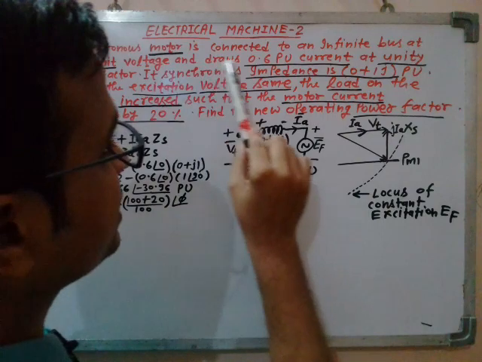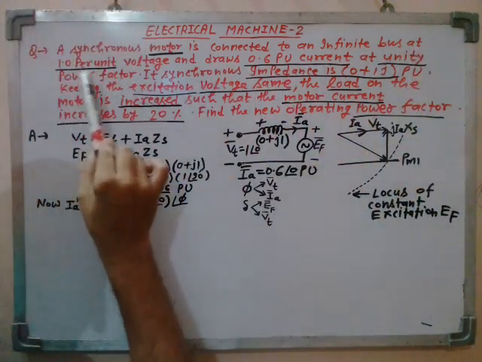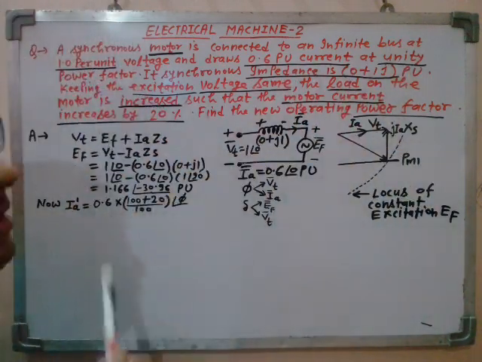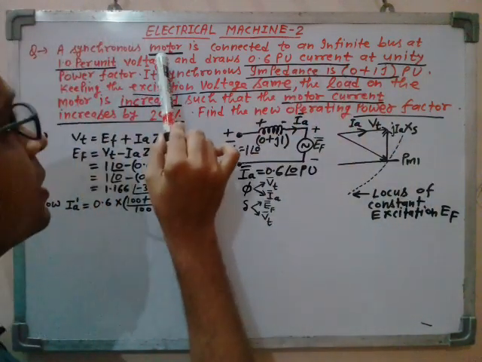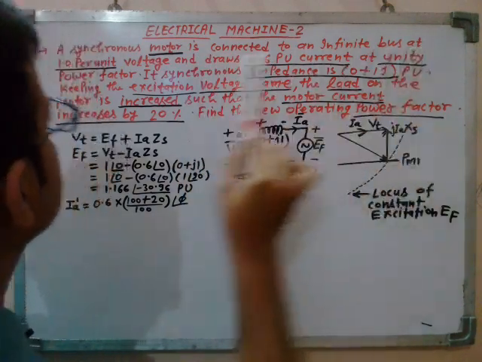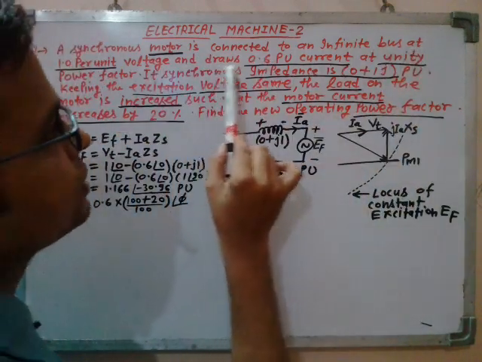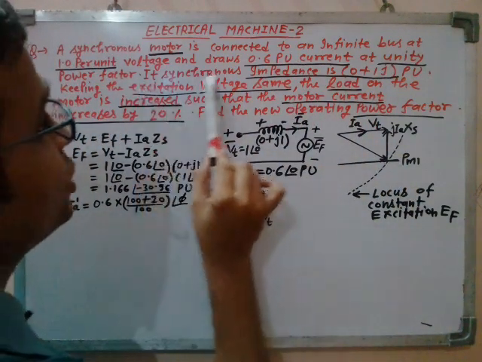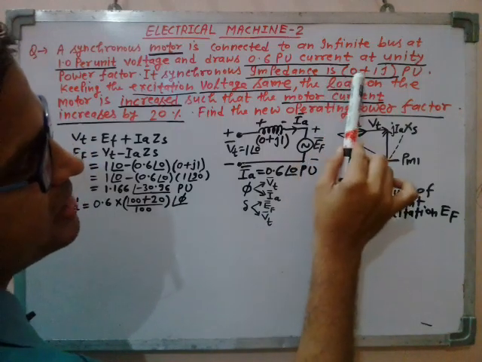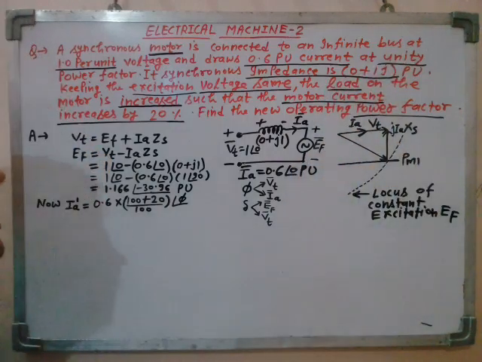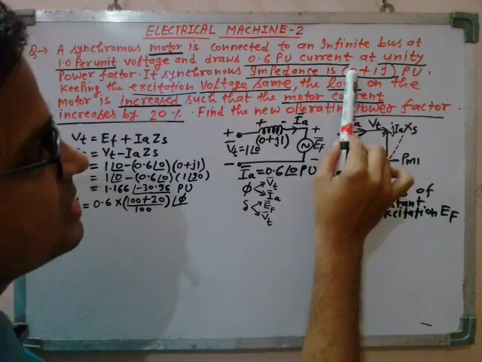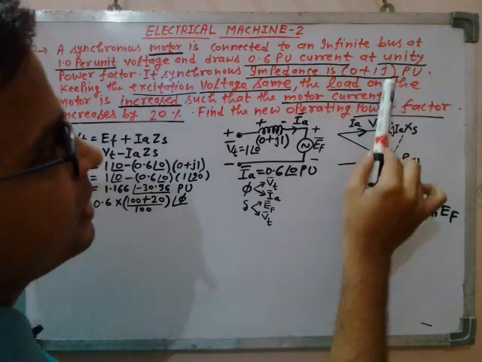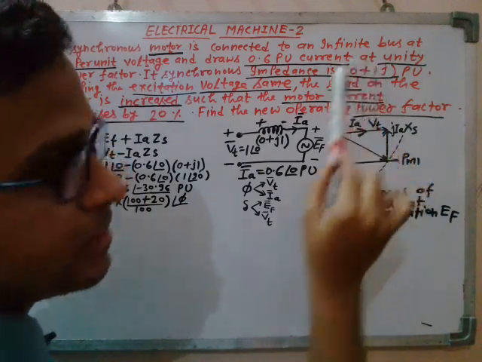A synchronous motor is connected to an infinite bus at 1 per unit voltage and draws 0.6 per unit current at unity power factor. Its synchronous impedance is given as 0 plus 1j. So its real part is 0, that means he is ignoring the resistance of the winding. So only the inductive part is there, that is equal to 1 per unit.